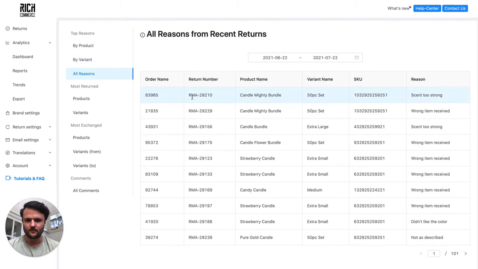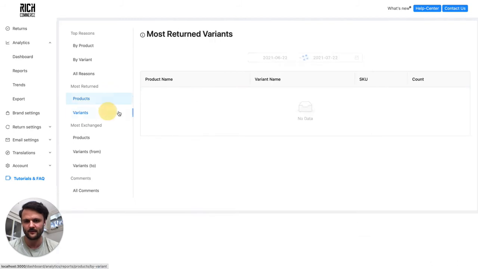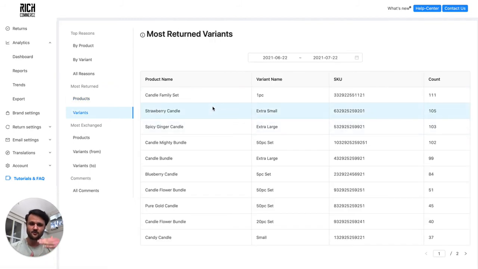All return reasons will just list the reasons from recent returns. Most return products, obviously, you can sort either by product, which then gives you the account, variants. Again, as I mentioned, you usually have this distribution where very few products or very few variants make up a huge amount of your returns, right? So it's definitely interesting to look at this data.